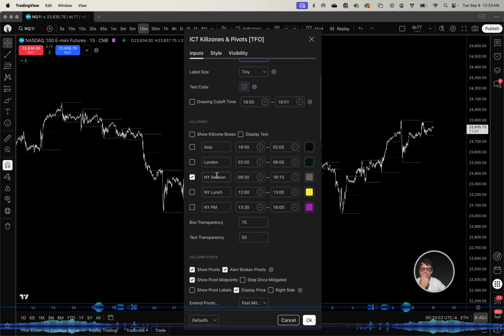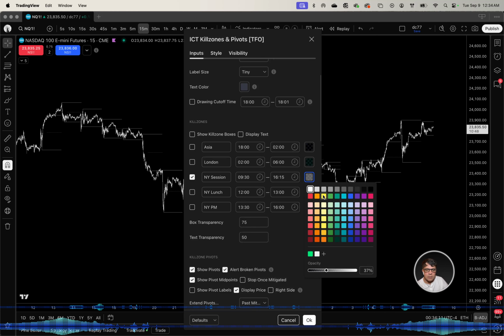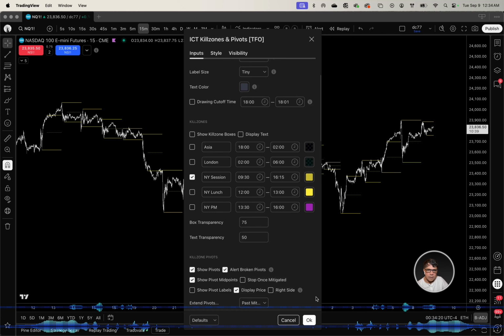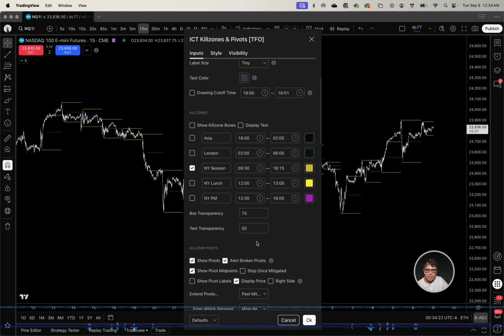When you first get this indicator, it's going to say New York AM. Uncheck everything. Check the New York AM. Change it to the New York session from 9:30 to 6:15. Right now I have it set as gray because I like to leave these on in the background, but let's make them stand out a little bit for this exercise. So let's go with the yellow, and let's pull the opacity up to where we can see that.